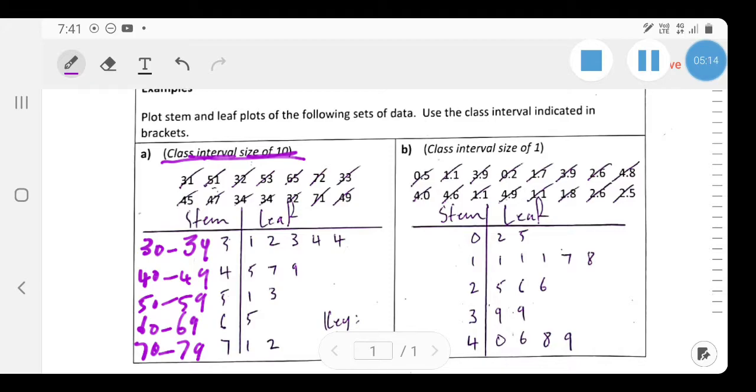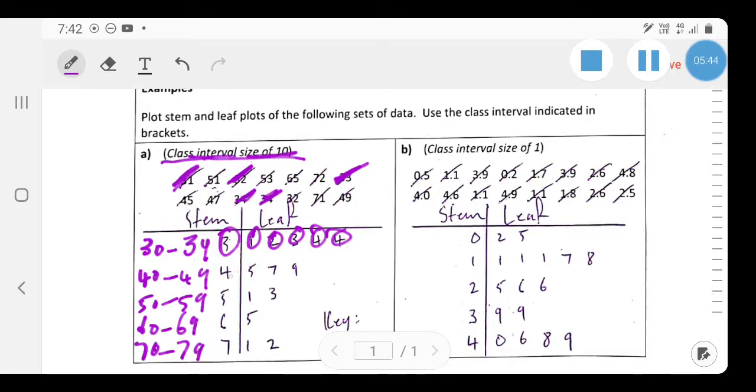So how many in the 30s do we have? We have 31, 32, 33, in order as well, 34, 34. So 1, 2, 3, 4, 4, the second digit. So we're doubling up on the 3. And that was just a coincidence that they occurred in the list in the correct order. When they don't occur in the correct order, you have to put them into order.